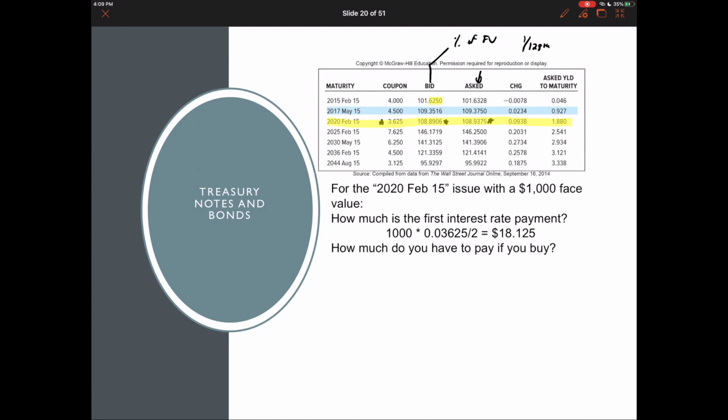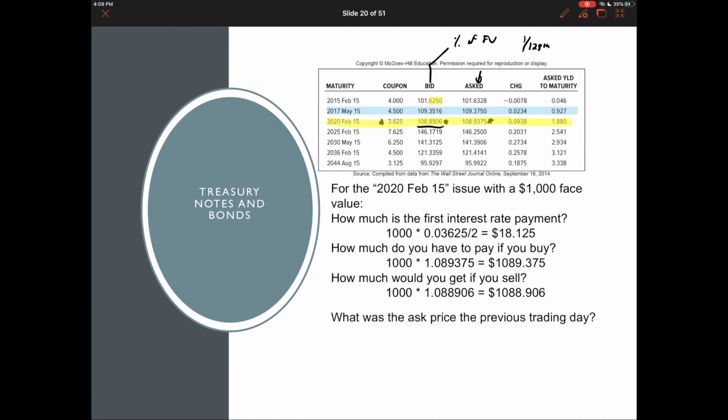So it's selling for 108.9375% of par value. So all you would simply do is take the par value and multiply it by that percentage in decimal form. So 108% is 1.08, and so we multiply that by 1,000 and we get a price of $1,089 and almost 38 cents. And then if you're going to sell it, you would use the bid price, which is 108.8906% of par value. So you multiply 1,000 by that in decimal form.